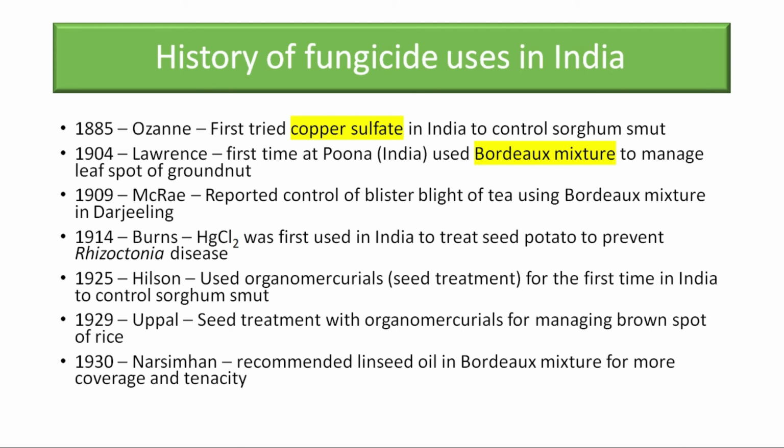Brown spot of rice is one disease which is responsible for causing the Great Bengal Famine of 1942. This brown spot disease of rice was attempted to be managed by seed treatment with organomercurials. Then in 1930, Narasimhan recommended linseed oil in Bordeaux mixture for more coverage and tenacity. Usually, Bordeaux mixture has good tenacity. To further increase the coverage and tenacity, linseed oil was recommended by Narasimhan.